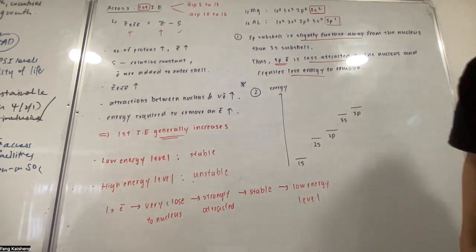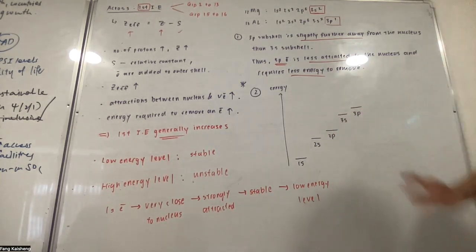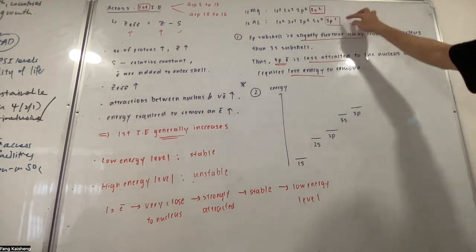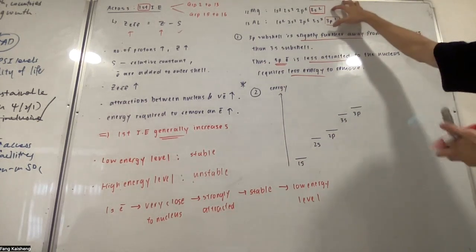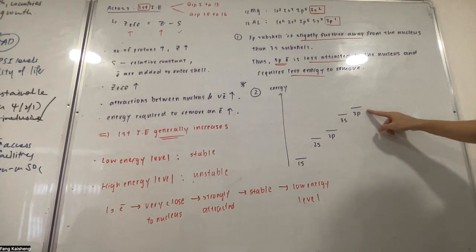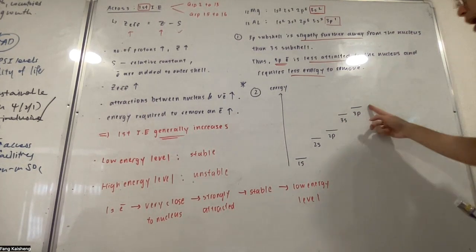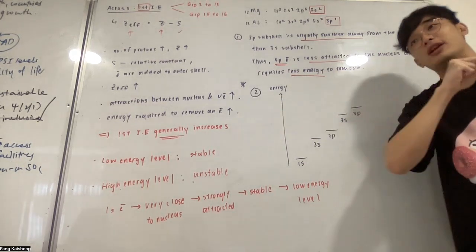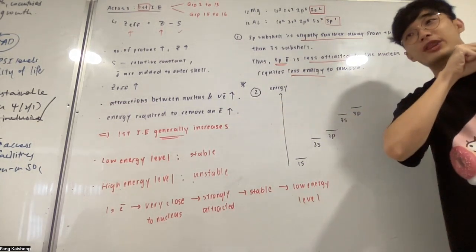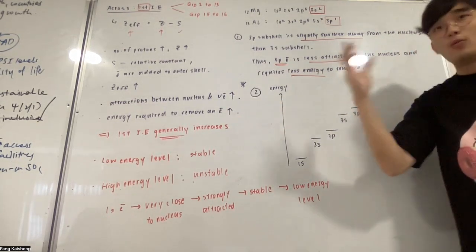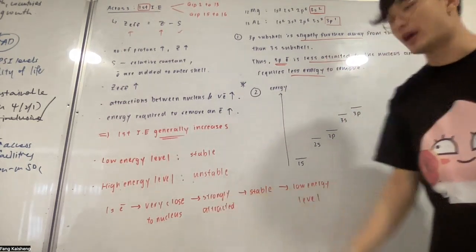But for now, I just need you all to tell me something. 3p and 3s, come back to this particular question. 3p has a higher energy level than 3s, right? So can I ask you all, if you have a higher energy level, do you need more energy or less energy to remove that electron? Less. Why less? Because I already explained here, right?